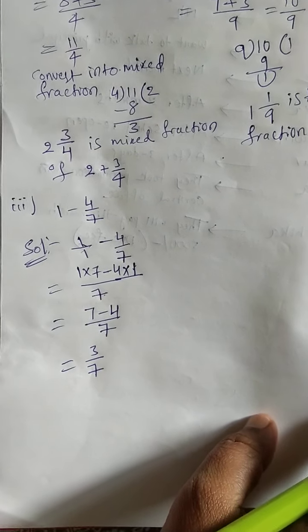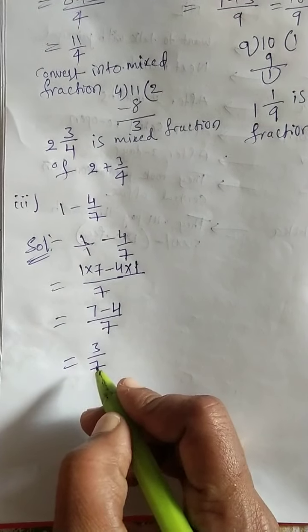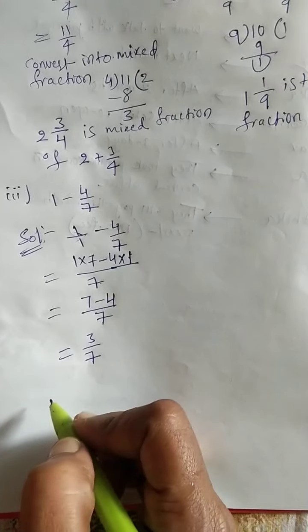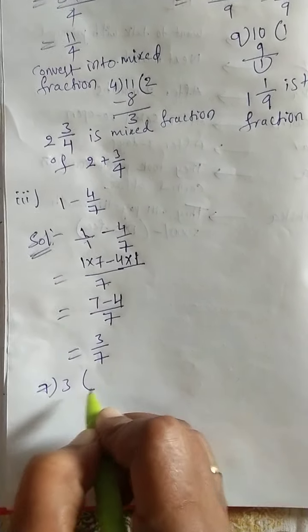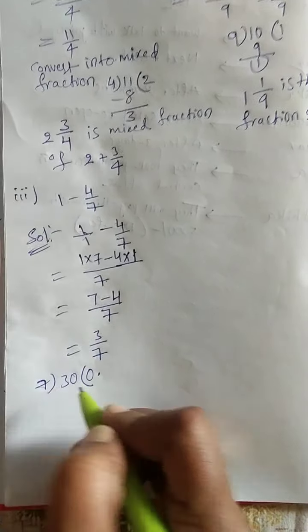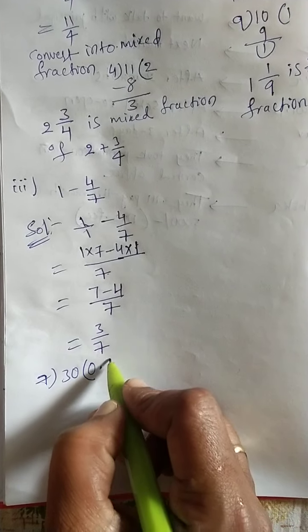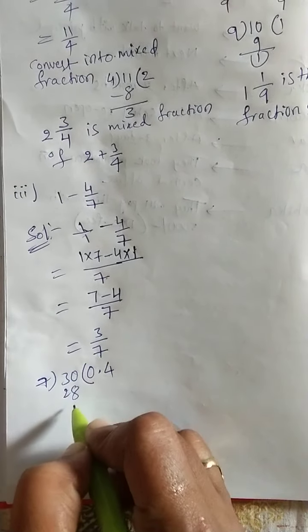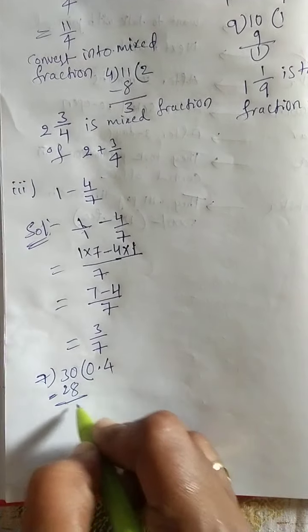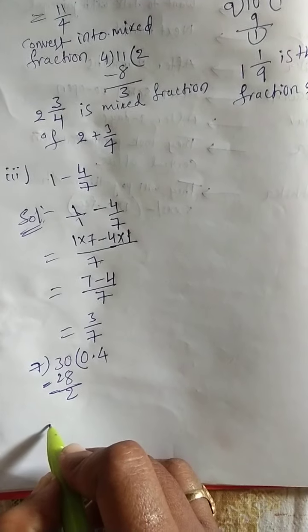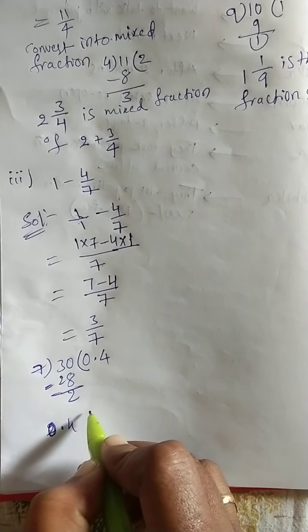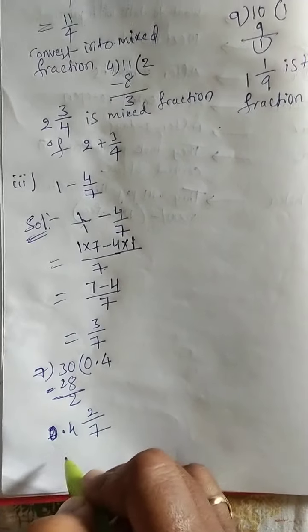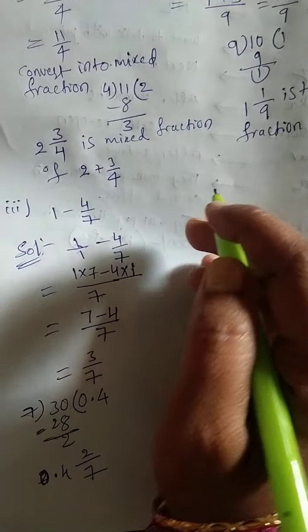So we can take this in mixed fraction form. This is a proper fraction. Now you can do the division. 0, 7 4s are 28. Now 2 is the remainder. Now we can write as 2, quotient 4, 2 by 7. Like this we can express.